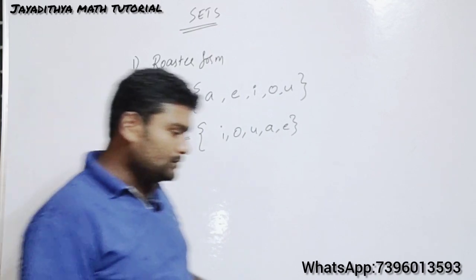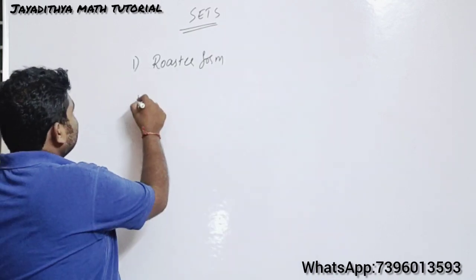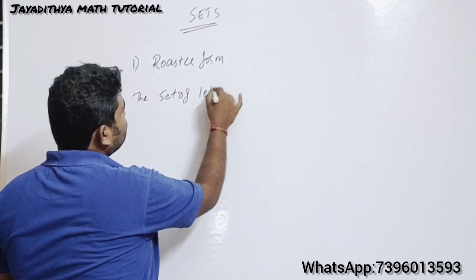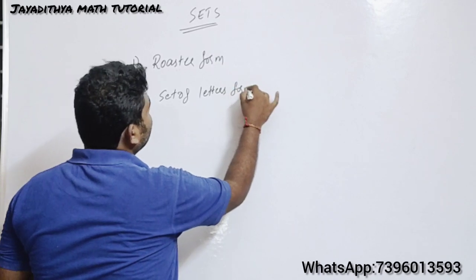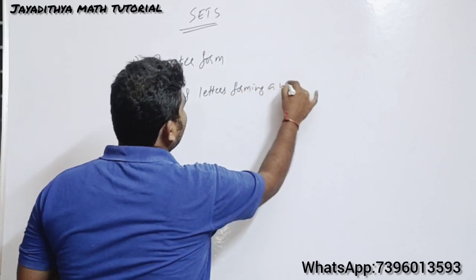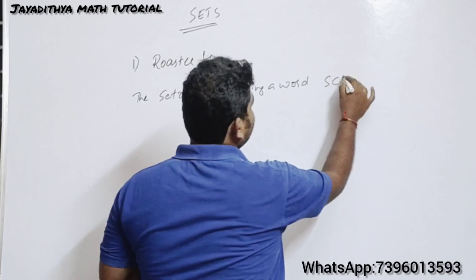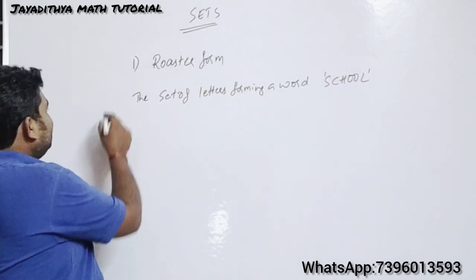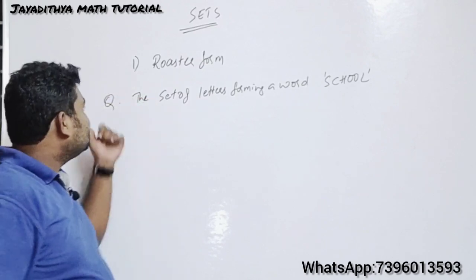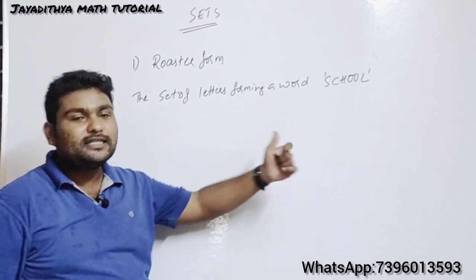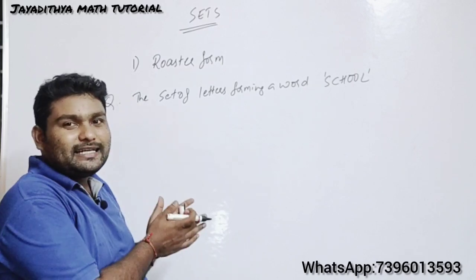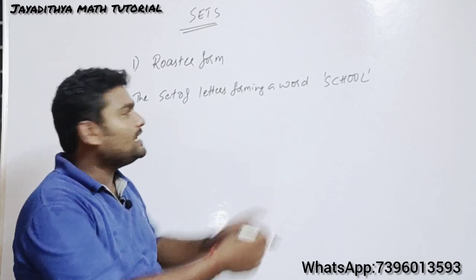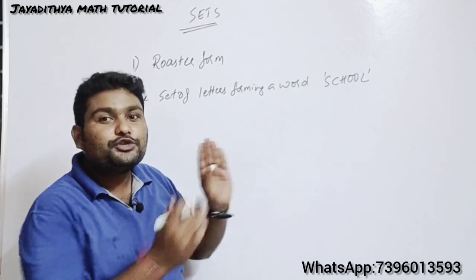Let us see some examples now. Let us take an example here: the set of letters forming the word school. Right, so this is our set. Let us take it as a question. The set of letters forming the word school. What is the set here? In the set we will have some letters, and with those letters you can form the word school. So how to write the set?